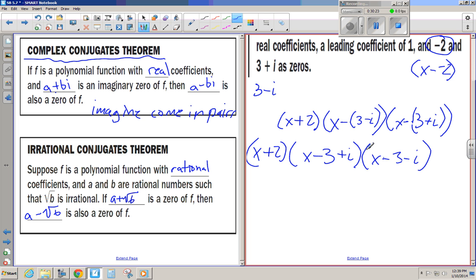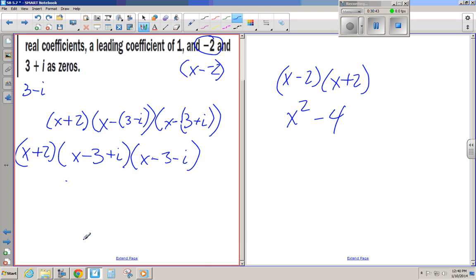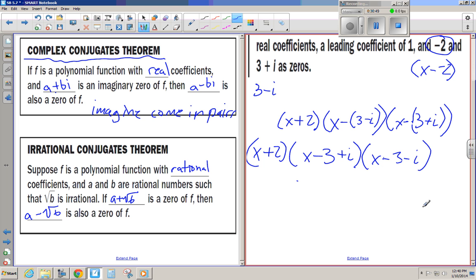And a plus i and a minus i. So what you now have is this old thing where we had x minus 2, x plus 2, and all you had to do was square the first part, x squared, and square the last part, and you were done. So for this one, that's exactly what you do. It's x plus 2, x minus 3 plus i, x minus 3 minus i.